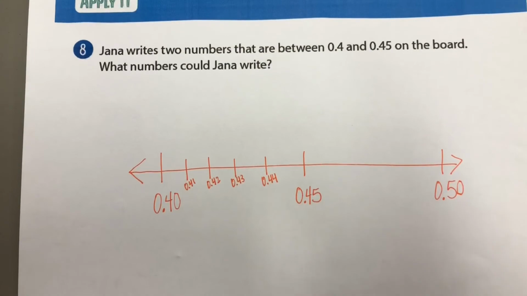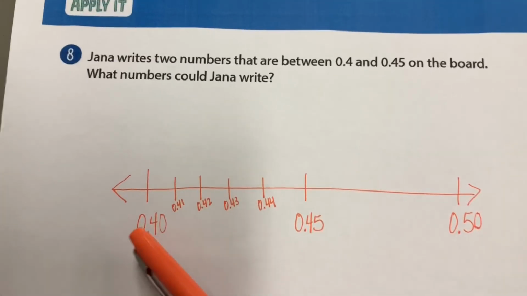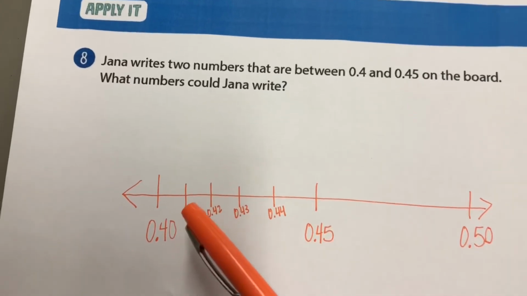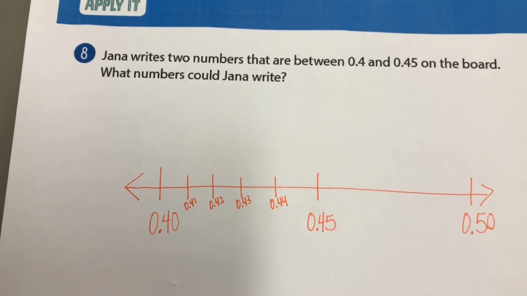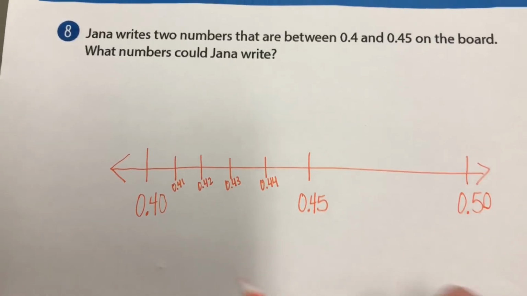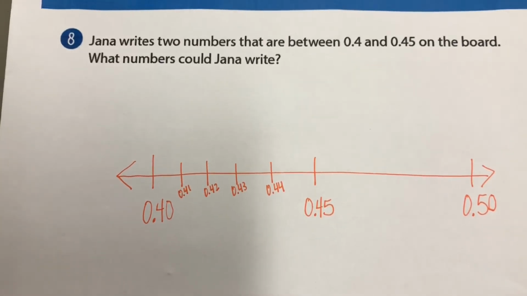And now to find the two numbers that Jana could have written, I have labeled what would come in between 40 hundredths and 45 hundredths. I knew that would be 41, 42, 43, 44. Okay, so really Jana could have written any one of those numbers. They would all come in between 4/10 and 45 hundredths.